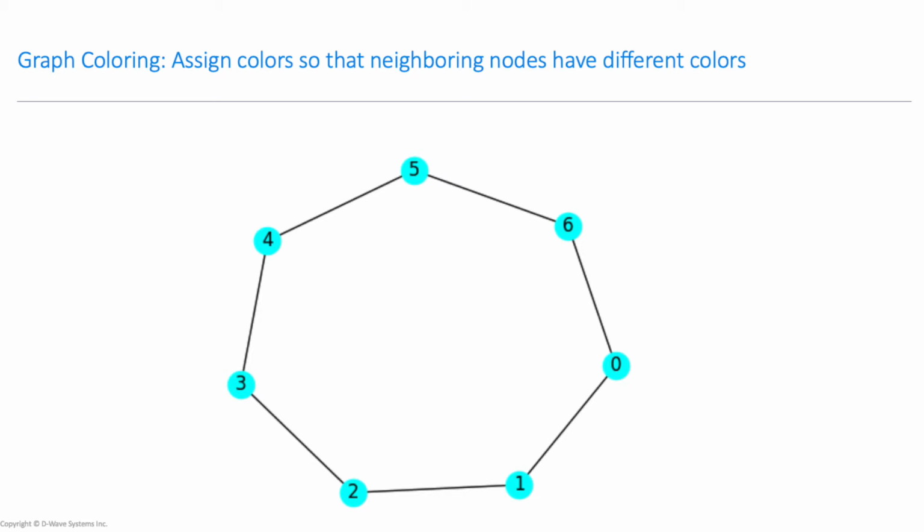Septagon, I might call it. I'm not sure that's really correct. But in any case, hopefully you get the idea. We want to put colors on these nodes so that all neighboring pairs have different colors.